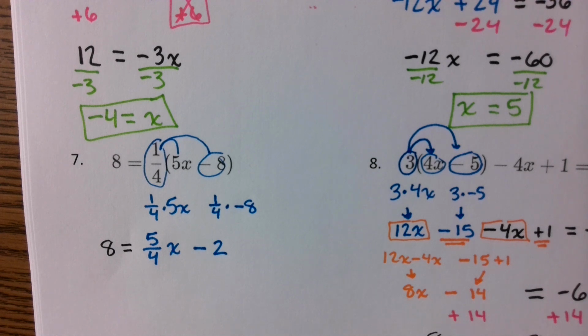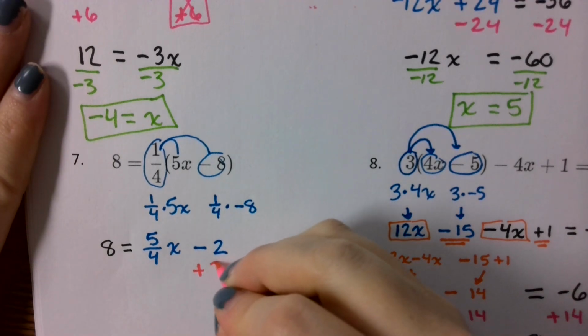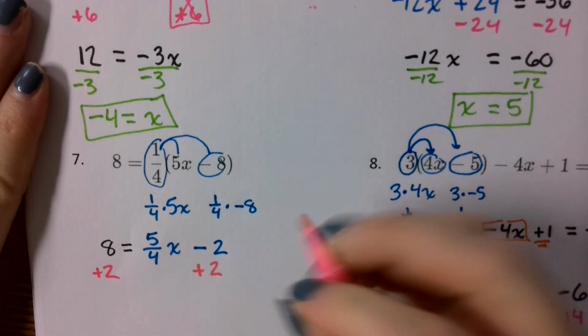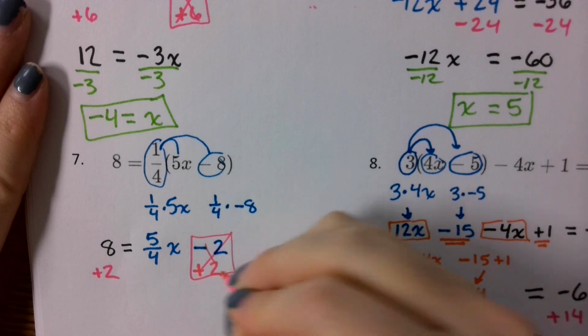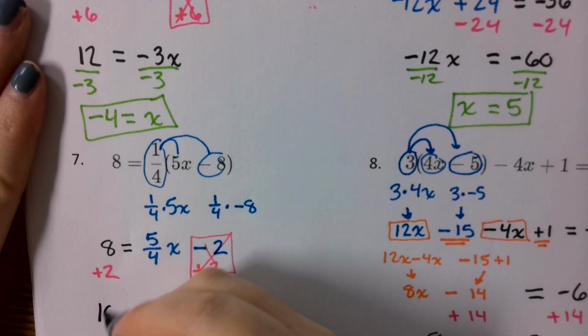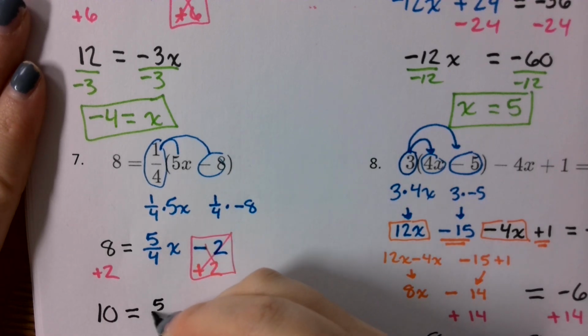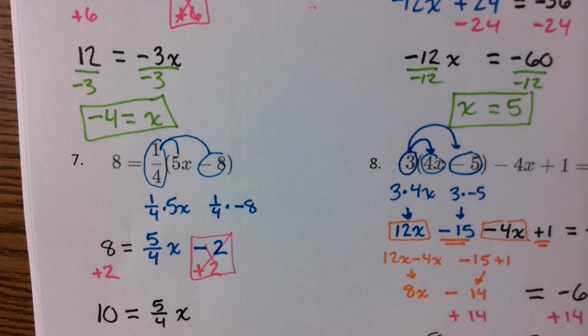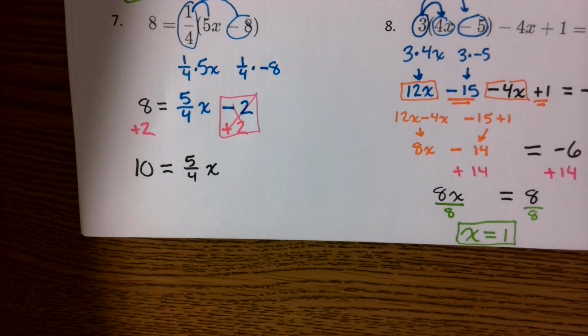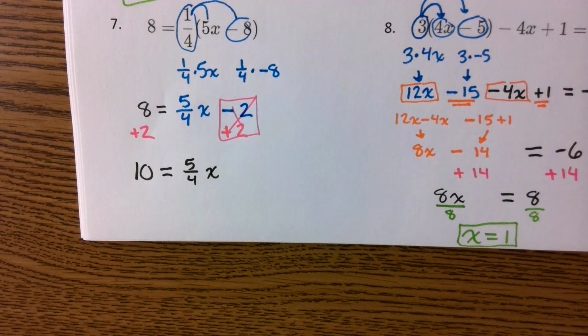Combine like terms? Nope. Can't combine any like terms. What's the first inverse then, Jaden? Add 2. We're going to add 2 to both sides. Those 2's are going to get canceled out. We're going to be left with 10 is now equal to 5/4 times x. Last step.